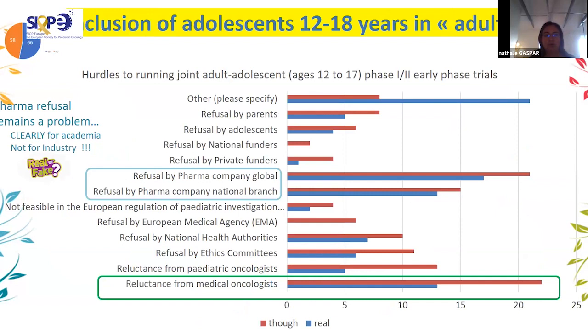We also asked what the hurdles were to running joint trials of adults and adolescents, both the real ones they have faced and those they think can exist. Basically the answers were not so different between what people think and what they really faced, except for the reluctance of medical oncologists. What was very interesting is that if you separate the answers between pharma and academia, most of the academics will tell you that the problem is the refusal of the pharma company, at a national or global level. But if you ask the same question to pharma, they will tell you that there is no problem.